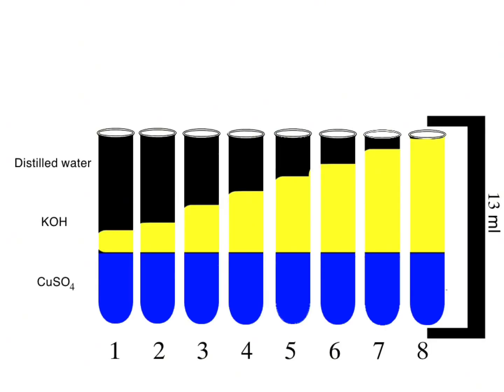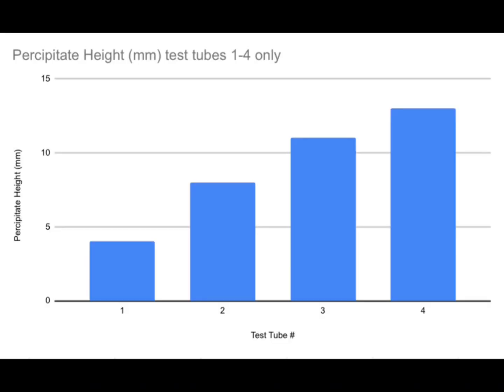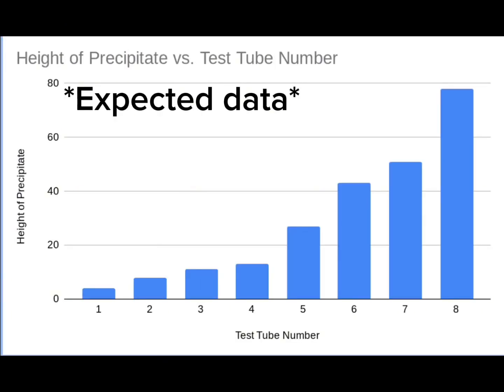In test tubes 1 through 4, a constant amount of CuSO4 was added with an increasing amount of KOH in each test tube. As the KOH increased, the height of the precipitate increased as well. This shows that the limiting reactant in tubes 1 through 4 was KOH.